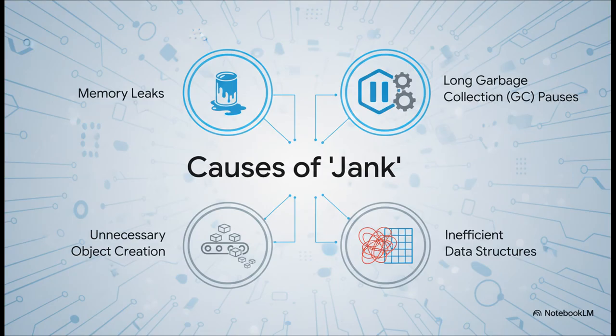So what actually causes this jank? Well, as you can see, there are a few culprits. Everything from using inefficient data structures to just creating way too many objects. But two of the absolute biggest offenders are memory leaks and the long garbage collection pauses they cause. In fact, for apps that run for a long time, something like 80% of freezes can be traced right back to memory leaks that force the system into these huge app-stopping cleanup cycles.